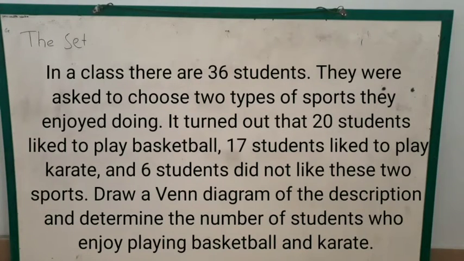In a class there are 36 students. They were asked to choose two types of sport they enjoyed doing. It turned out that 20 students like to play basketball, 17 students like to play karate, and 6 students did not like these two sports. Draw a Venn diagram of the description and determine the number of students who enjoy playing both basketball and karate.